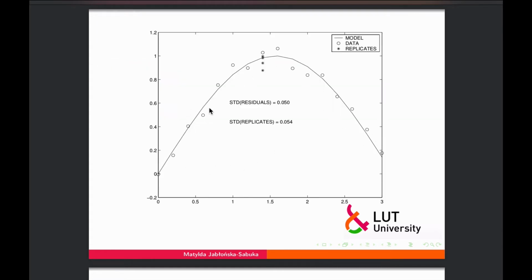If we have our measurement data and the residuals here, the way they vary away from our regression line should be at the same level as if we replicate our experiment for a single setting of whatever phenomenon we are measuring. So that variation here for the same situation should be of the same order as the variation of the whole fit.